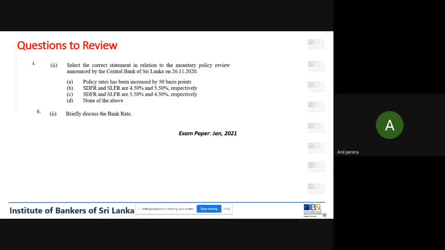Now this is the very latest paper, and if you look at the first question, it's all about numbers, right? You have to know numbers. What are the current rates? What was the change recently? You have to know. For this matter, you need to look at the monetary policy review of the central bank very closely. Okay. I told you one day also, you have to very closely monitor what is the information coming out from the central bank. So new rates are available there.